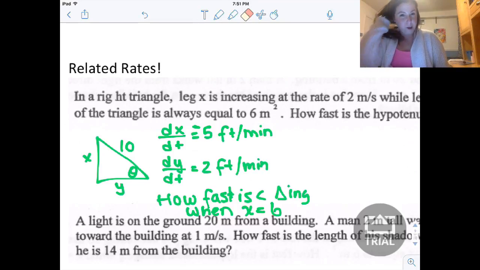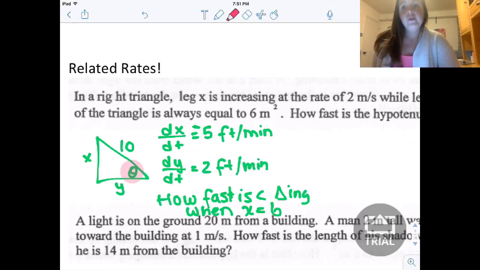Okay. So what I'm going to look at here is, well, what do I want to know? I want to know how fast theta is changing. So I need some equation that has theta in it. In this case, you can do sine. You can do cosine.